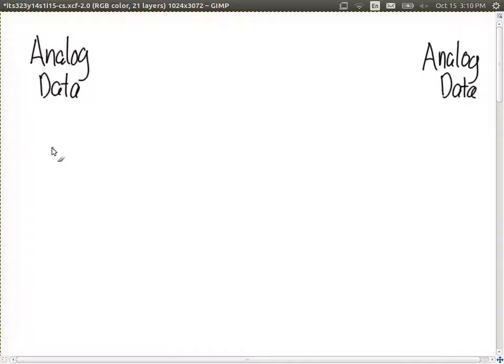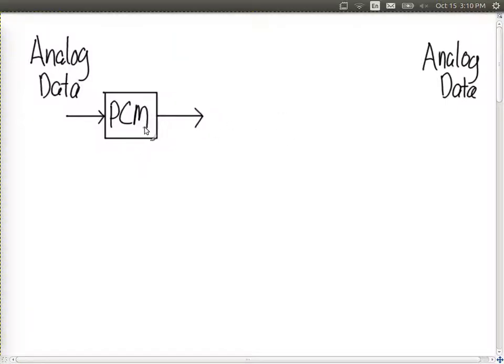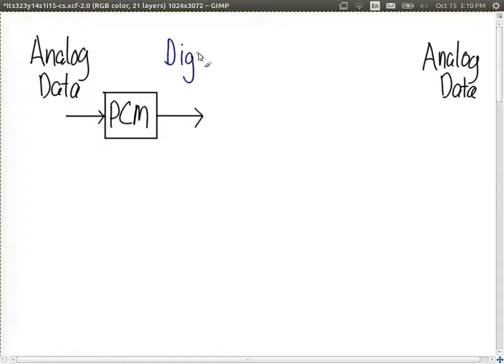Okay. So with PCM, we take that analog data and we use the algorithm PCM to convert it into digital data. So the output of PCM is a sequence of bits, and then we send those bits. So this all happens at the source, at your computing device. The conversion happens inside the source.